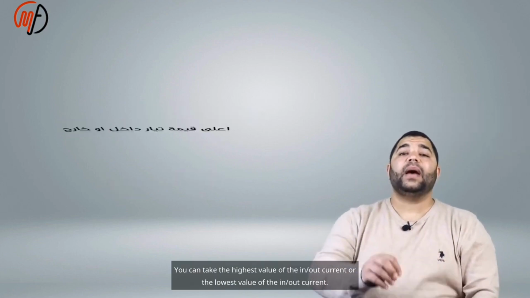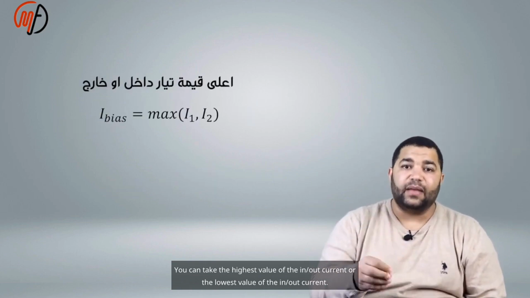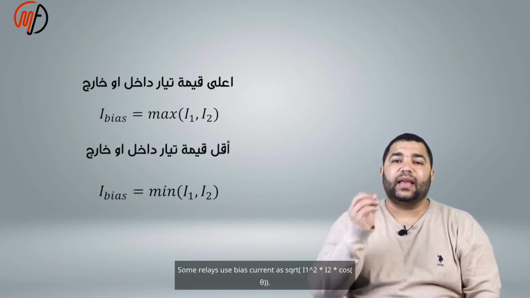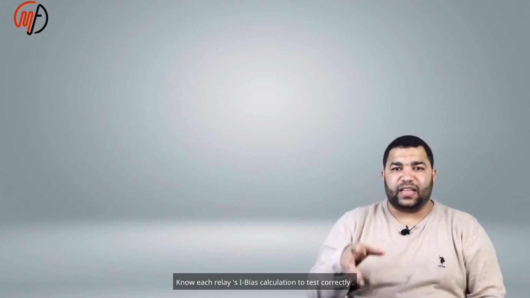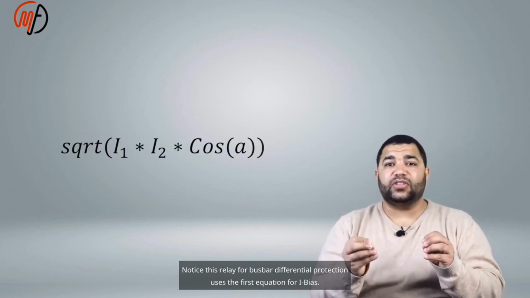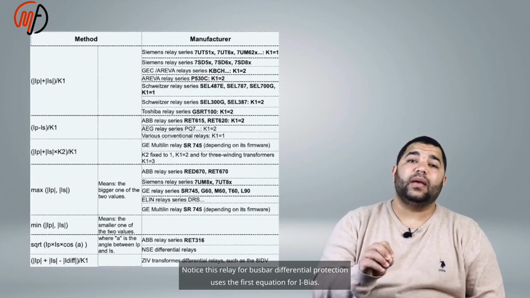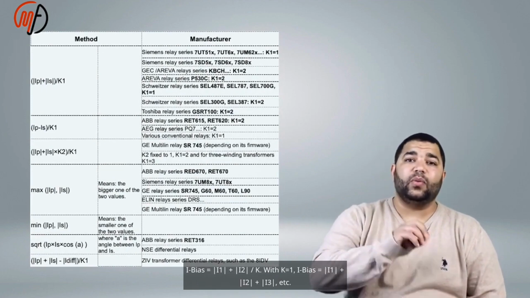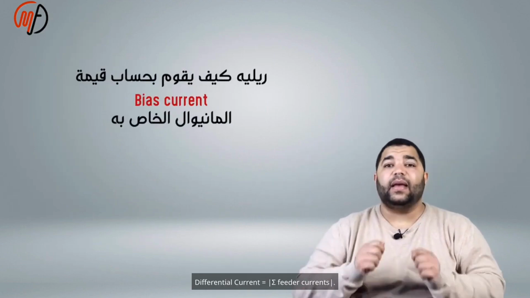You can take the highest value of the in-out current or the lowest value of the in-out current. Some relays use bias current as the square root of I1 squared plus I2 squared. Know each relay's I-bias calculation to test correctly. Notice this relay for busbar differential protection uses the first equation for I-bias: I-bias equals I1 plus I2, multiplied by K, with K equal to 1, I-bias equals I1 plus I2 plus I3, etc. Differential current is the sum of the feeder currents.